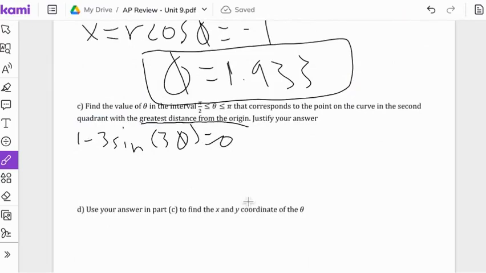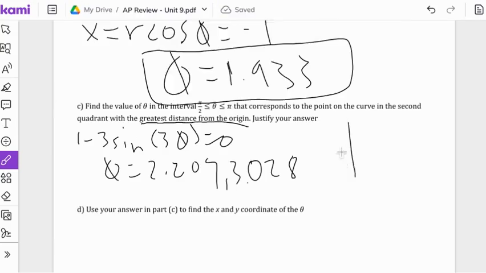So basically, theta equals 2.207 and 3.028. Okay, and now all we have to do is find the endpoint values and then compare them. So this is theta, and this is going to be R. I'm just making a table for all the values we're going to use.